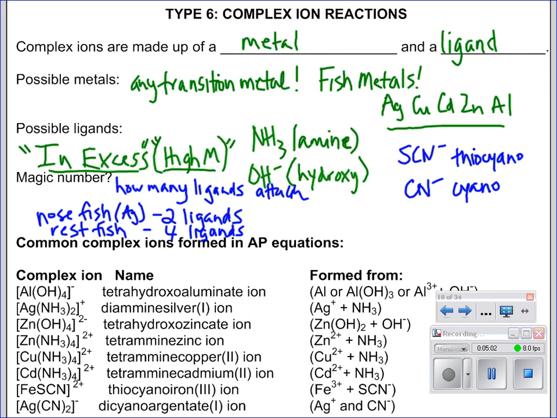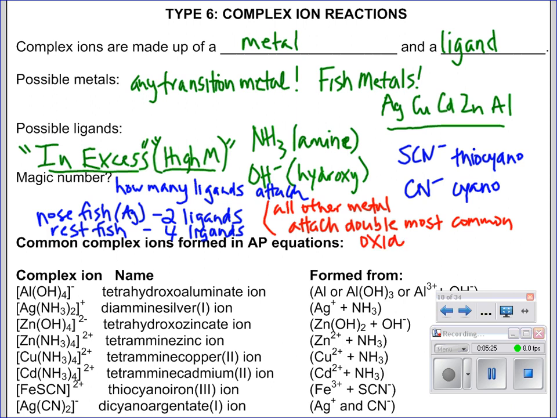Now, what about metals that are not fish metals? When in doubt, for all other metals, attach double the most common oxidation state. So attach double the most common oxidation number of ligands.